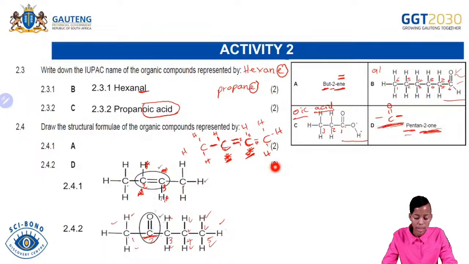So where did you start? You said homologous series, the ketone, and therefore you showed the functional group there, and then you said pentane, how many carbons? You said 5 carbons. And then position number 2, you showed your C double bond O.